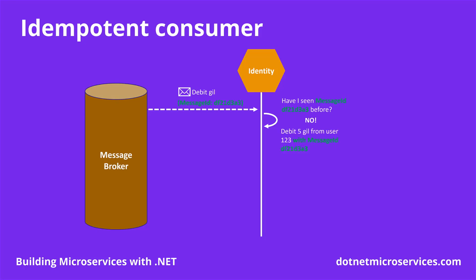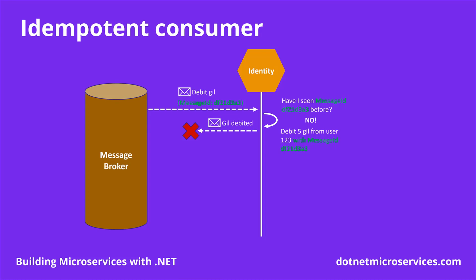so it proceeds to debit the five yield from the user, and in this local transaction, it includes the message ID, either as part of the updated user record or document, or perhaps in a separate table or collection where it stores processed messages. Then the service tries to send the yield debited message, but again, such message never reaches the broker.